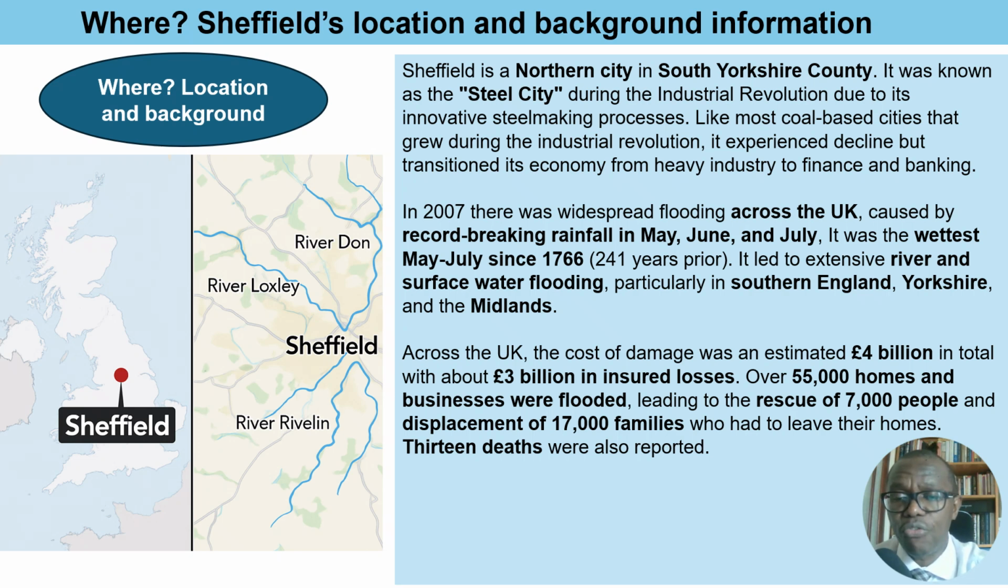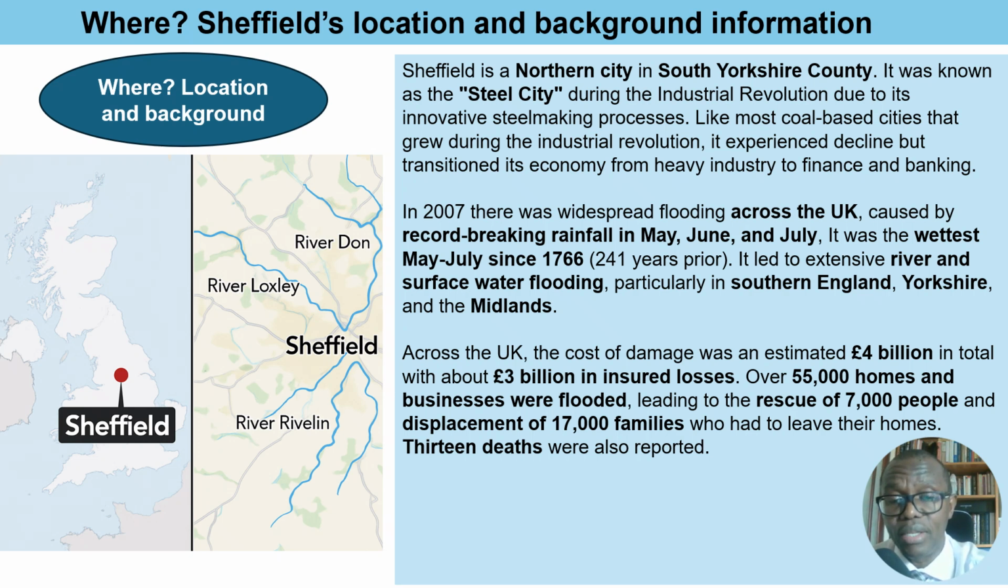Now, coming back to flooding in the UK, we are going to talk about it in the UK context before we go to Sheffield specifically. In 2007, there was widespread flooding across the UK. It was caused by record-breaking rainfall between May and July of that year. It was the wettest May to July since 1766, which is 241 years prior. Okay, so it led to extensive river and surface water flooding, particularly in southern England, in Yorkshire, obviously where Sheffield is, and the Midlands.